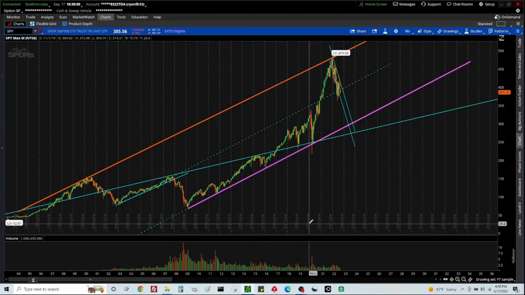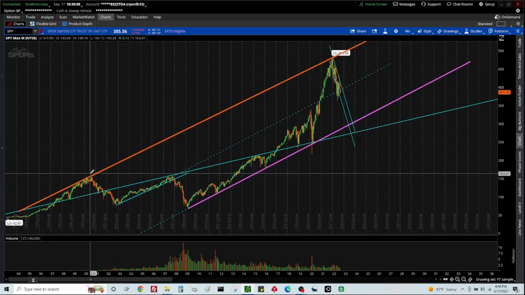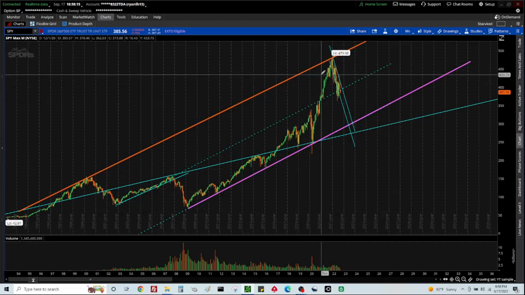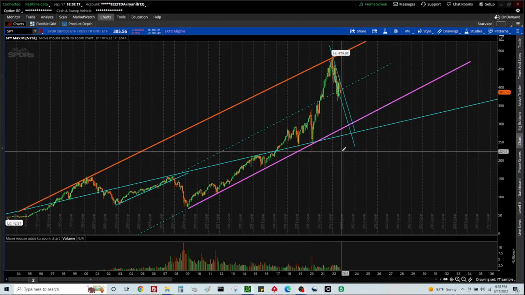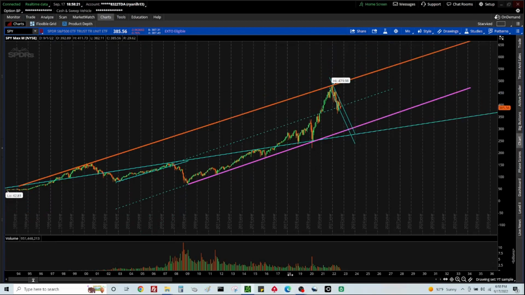Now let's look at cycles. So we can see here was the all-time high for this decade, and then this was the all-time high for this multi-decade. Let's look and see what we can do here.